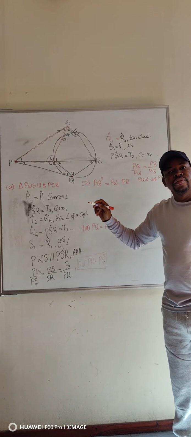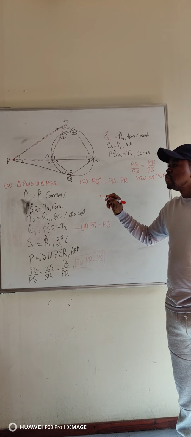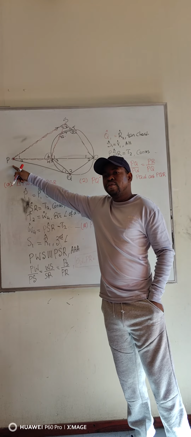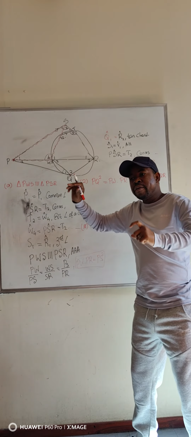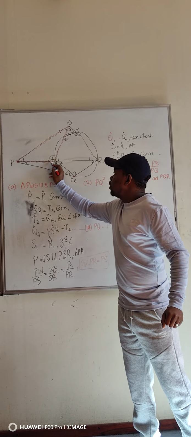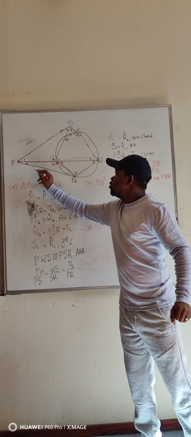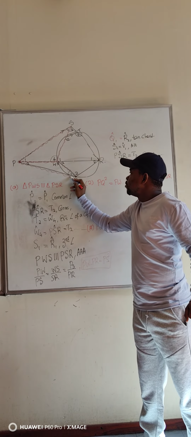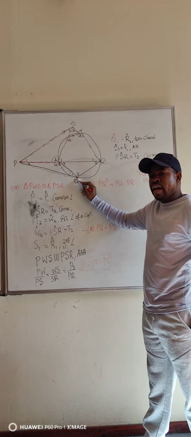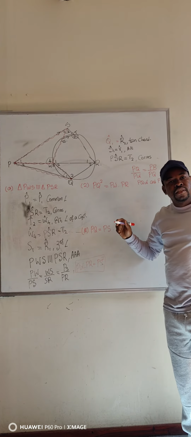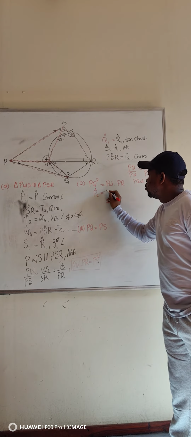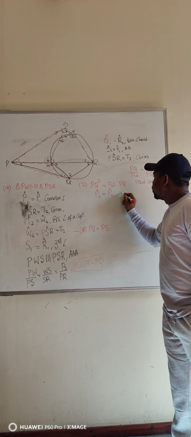Where do we start? Remember, all of them are starting from P. All of them are starting from P, the two triangles. The first one is this one. It's going there. So this is the first one. Then the second one is starting there, going this side to there. So where do we start? P2 is equal to P2. What is the reason?